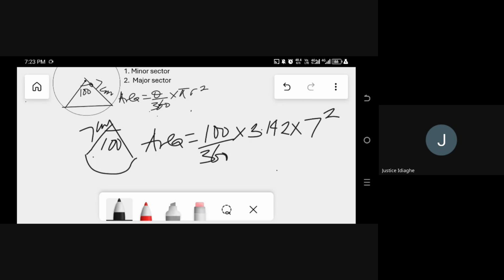So when you multiply the numerator, 100 times 3.142 times 49, and divide that result by 360, what's the answer?